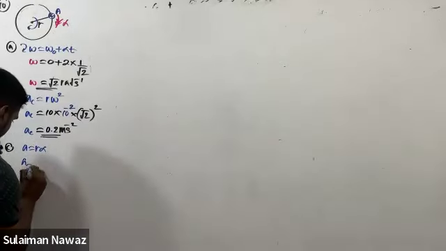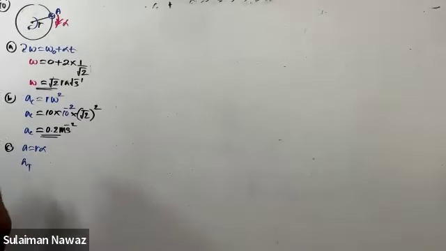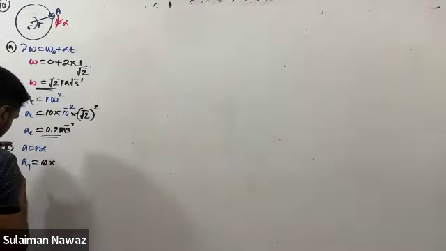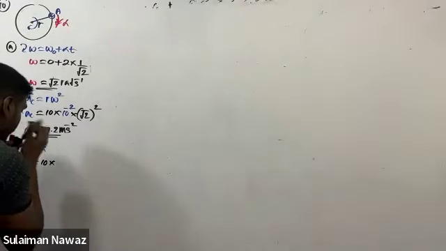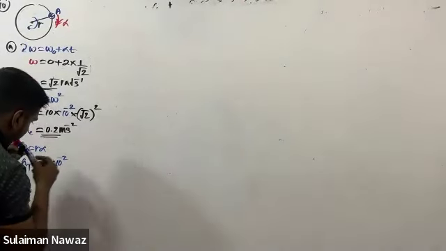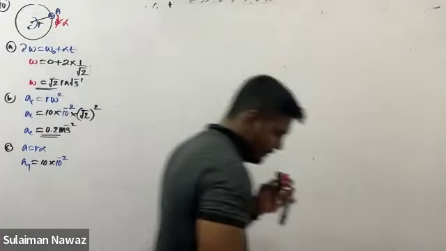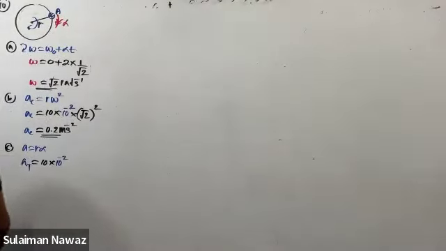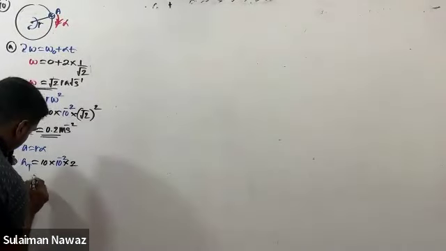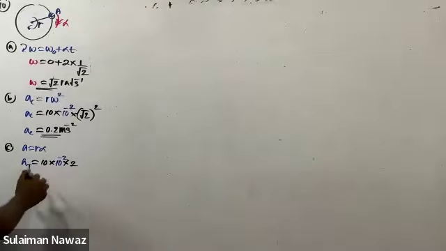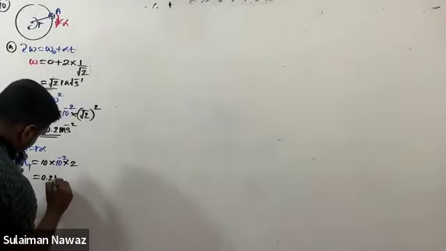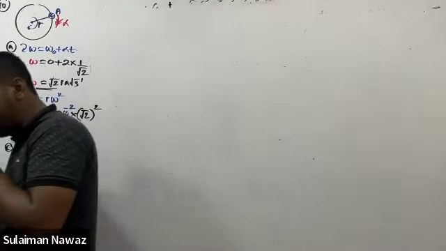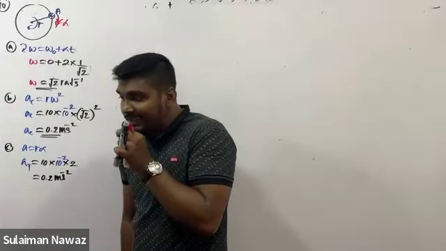Then tangential acceleration a_t equals radius 10 centimeter converted to meters, multiplied by angular acceleration, which is 2. So therefore we are getting 10 to the power minus 1 times 2. This is also 0.2 m/s². The last one they're asking is the angle between the resultant acceleration and the tangential acceleration.